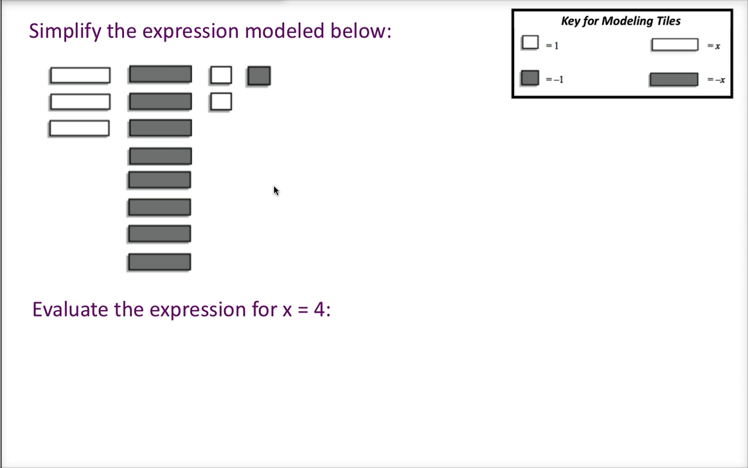So here's an example of a problem you might see on your assignment. We're asked to simplify this expression that's modeled below. So let's do that first. First of all, before we simplify it, let's figure out what this expression is. So we have 3x tiles, and we have 1, 2, 3, 4, 5, 6, 7, 8 negative x tiles, so that's negative 8x. We have 2 1 tiles and 1 negative 1 tile. So our expression is 3x minus 8x plus 2 minus 1. So this is the expression that we're being asked to simplify.